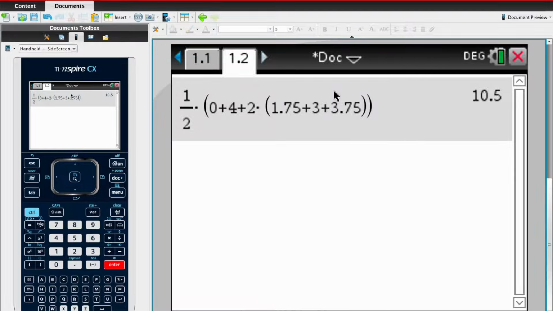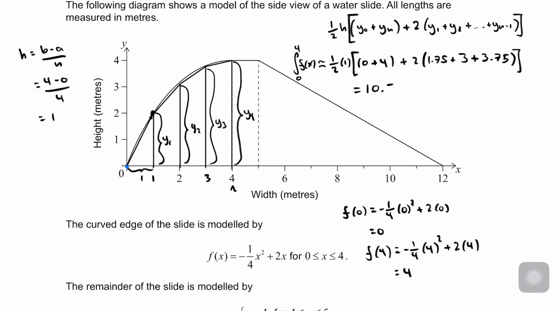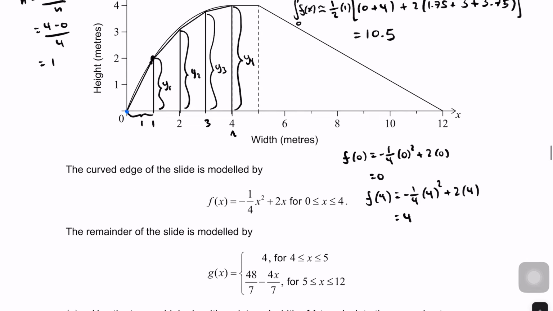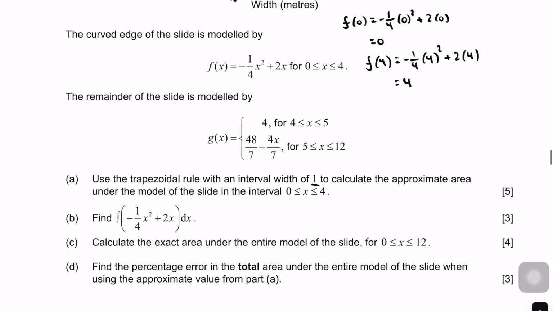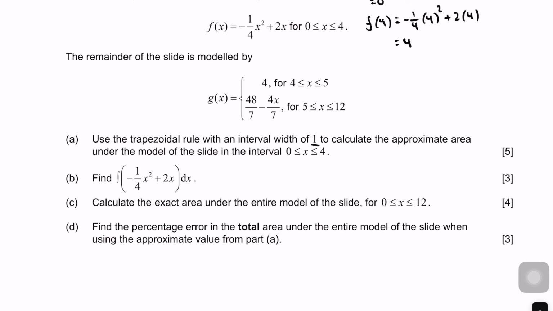So I'm going to go back to the document and write that up. All right, so not too bad. Let's see what else we have. So area under the curve, I guess if we wanted, we could say meter squared, but 10.5 is enough. Okay, 5-mark question. It took a while, so I think that's fair.